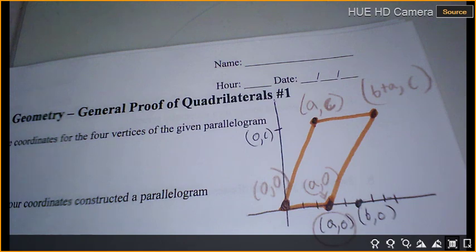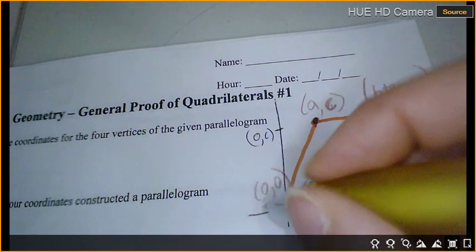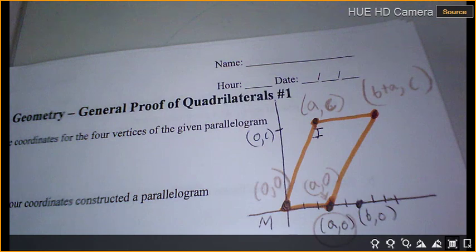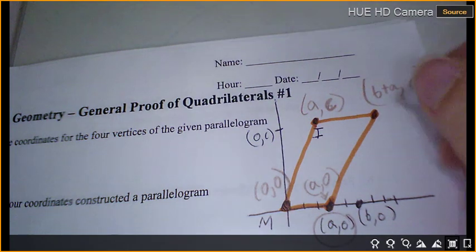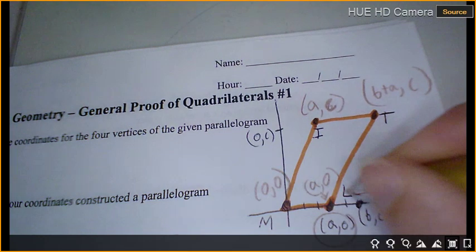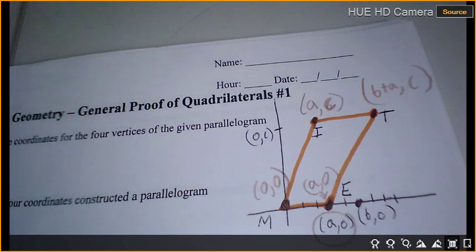So I am going to call these points: this one right here at 0, 0, I'm going to call M. This one at A, C, I'm going to call I. This one at B plus A, comma C, I'm going to call T. And this one down here at A, 0, I'm going to call E. Now I'm going to find the length and the slopes of all of these.